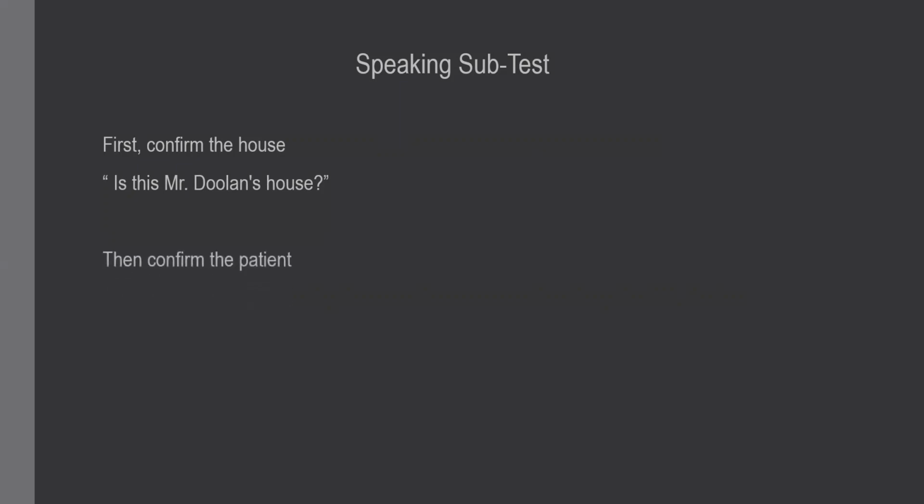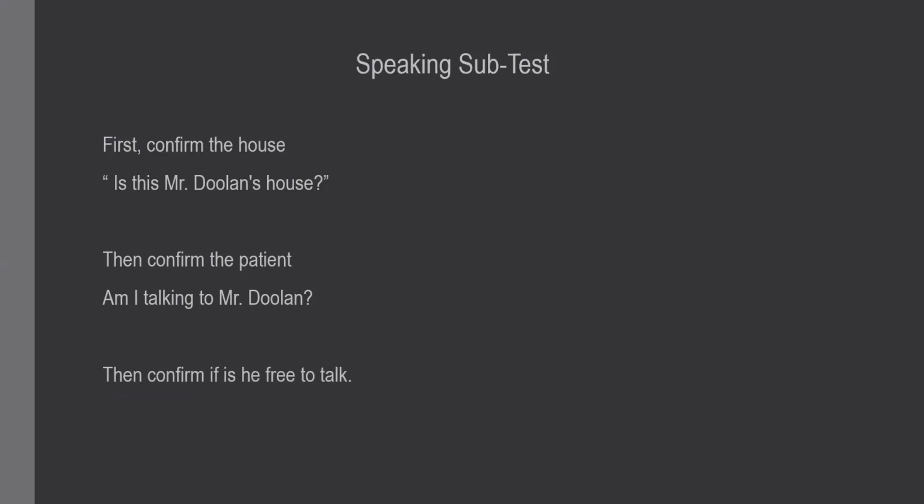And one more thing, you have to confirm the patient. You reached a home and you confirmed that it is Doolan's house, and the person who came out said yes. That doesn't mean that the person whom you met is Mr. Doolan, right? So you have to confirm that. Ask this question: am I talking to Mr. Doolan? Definitely for this also he has to say yes. If he says no, finish there. So he will say yes only.